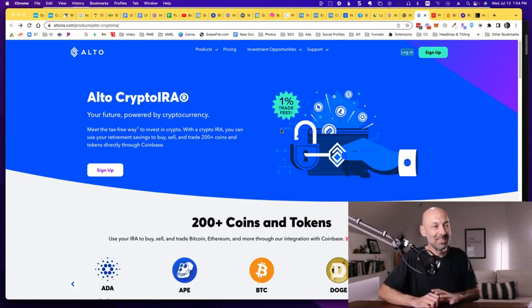I don't want to do that. That's too much of a risk. But I did want to move a percentage of my retirement assets into crypto because I'm very optimistic over the long term of the potential. So this was just super easy.